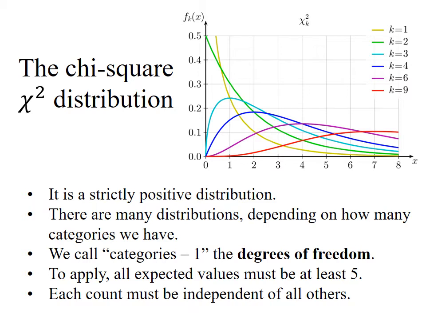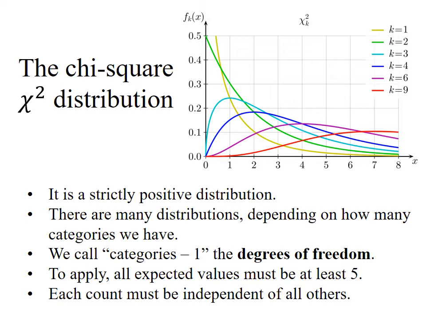The next thing we need to know is that there are many chi-squared distributions. There isn't just one, depending on how many categories we have. I'm going to get one distribution if I'm rolling a 6-sided die, and a different distribution if I was rolling an 8-sided die or a 4-sided die. So there are many different chi-squared distributions depending on the number of categories we're working with. We take the number of categories, subtract one from it, and we get a number we call the degrees of freedom.